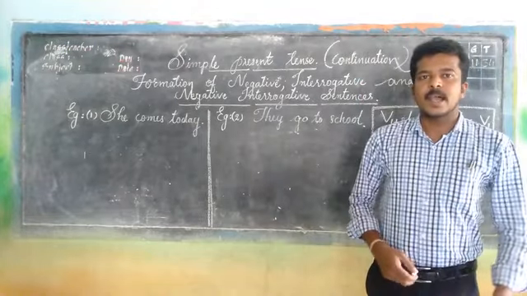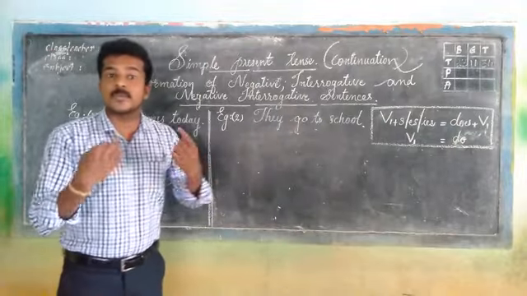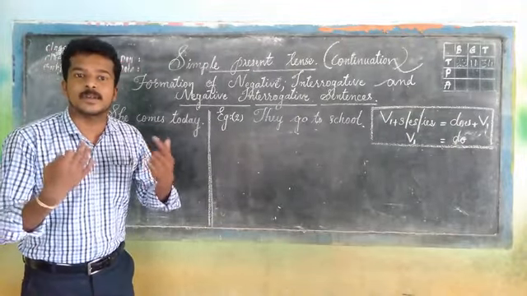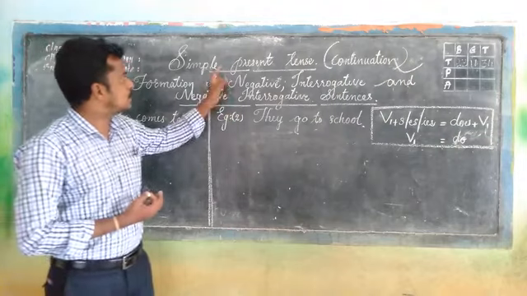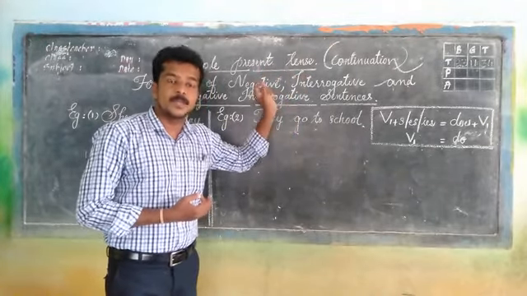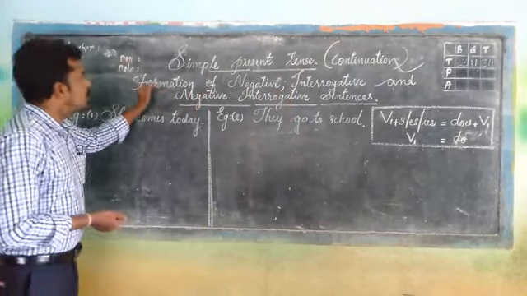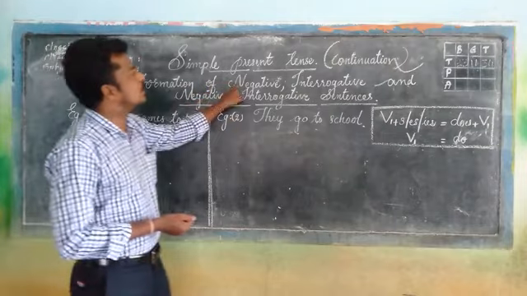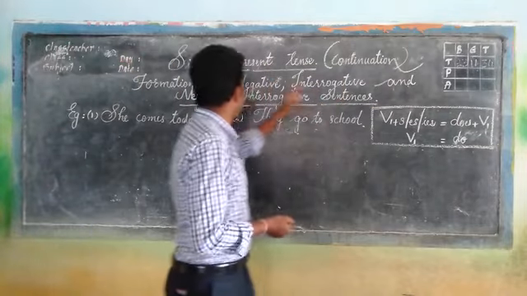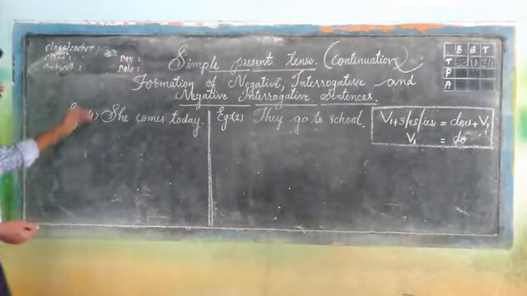And today, I should explain how to make negative, interrogative, and negative interrogative sentences in simple present tense. I just mentioned here, it is a continuation of the very first tense, simple present tense. And see here, formation of negative, interrogative, and negative interrogative sentences. Listen to the examples I mentioned here.